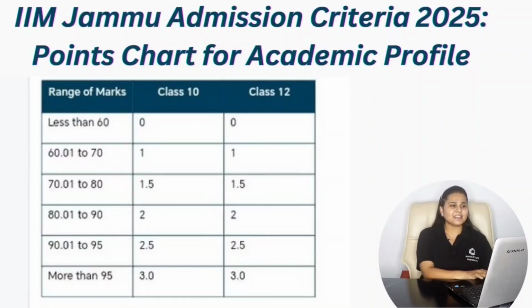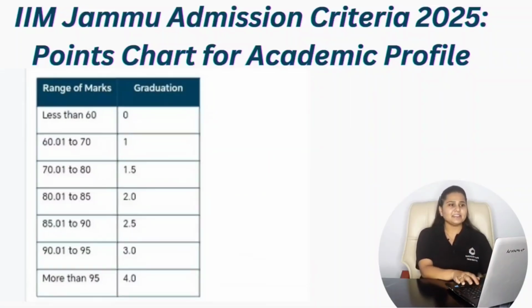If your percentage is above 95 in class 10th and 12th, there are 3 points. If it ranges between 90 to 95, there are 2.5 points. And in a similar way, you can calculate your percentage rating for class 10 and 12.